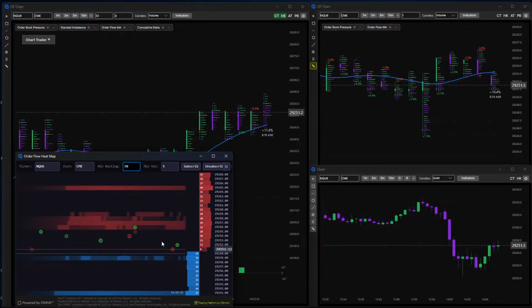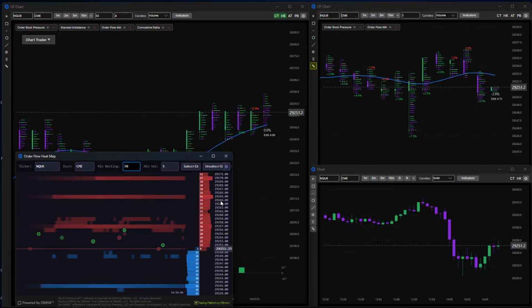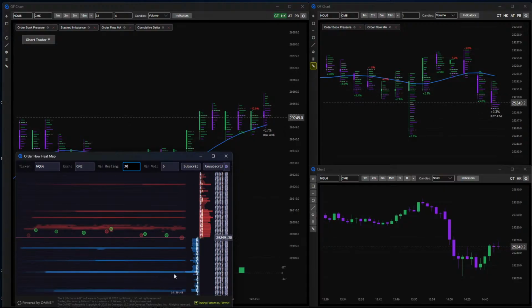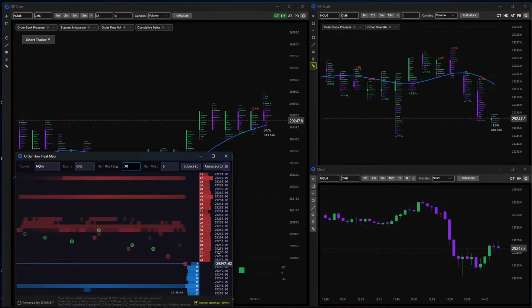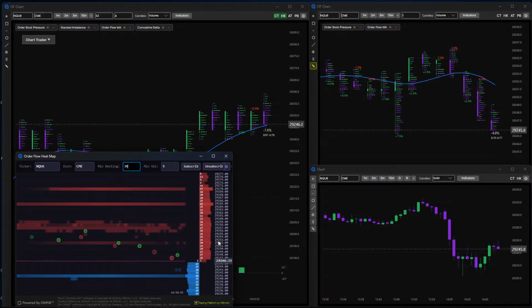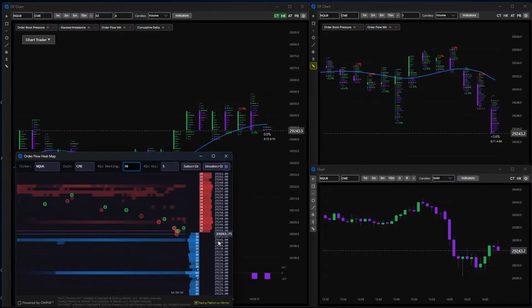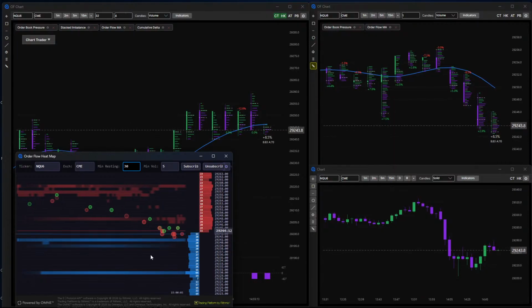I like it because it actually tells you where the areas of support and resistance are. Like right down here, you've got like 400 sitting on the bid right here. So yes, it is extremely valuable. I normally don't use it because I've been trading futures for 10 years, so I just kind of don't use a heat map.